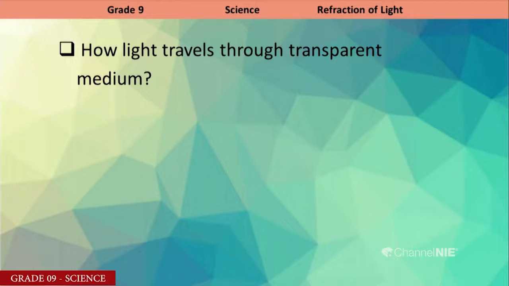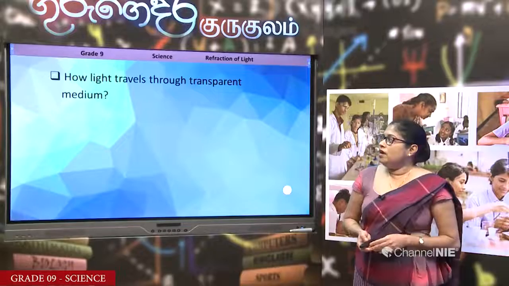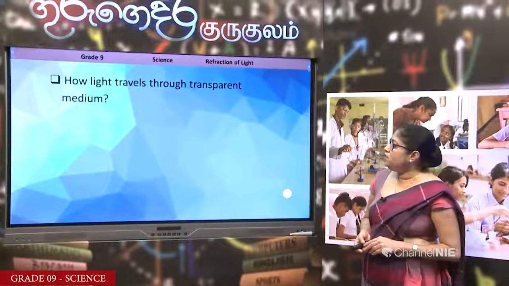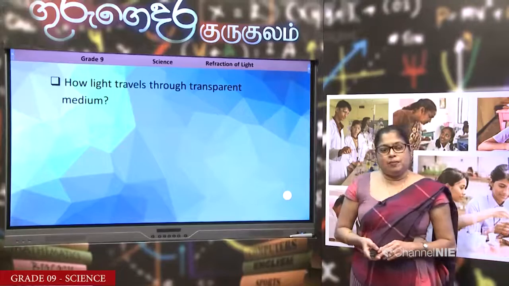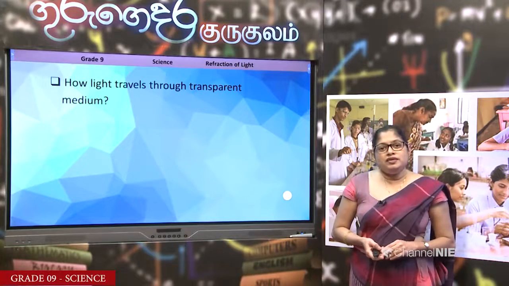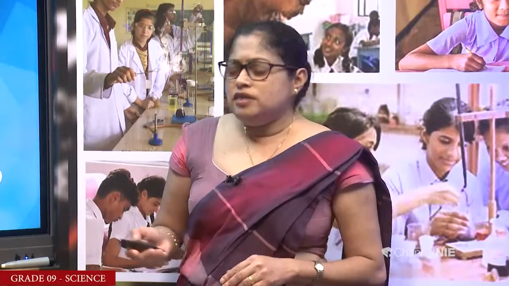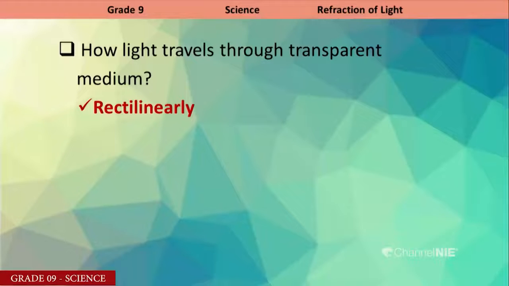Before I start this lesson, I will ask you some questions. How light travels through transparent medium? You learnt in last lesson, light travels in straight lines. So we call it rectilinear propagation of light. As long as light travels in one medium, it travels in a straight line.